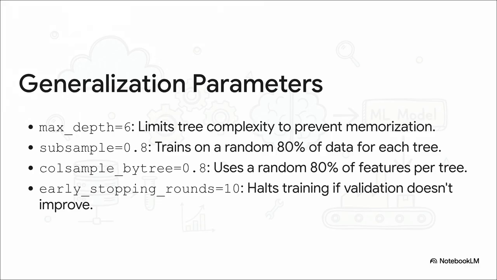No way, you'll see specific parameters like these, all designed to fight overfitting. Max depth stops the decision trees from getting ridiculously complex. Subsample and colsample inject a bit of randomness, forcing each tree to train on a slightly different slice of the data and features. And early stopping? Oh, this one's a lifesaver. It just stops the training process if the model isn't getting any better, which prevents it from just memorizing the answers.